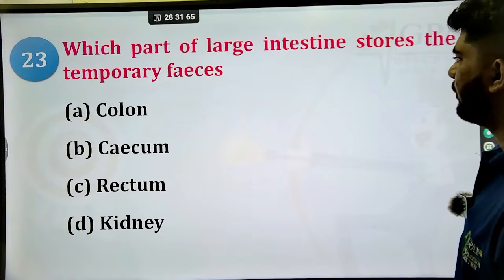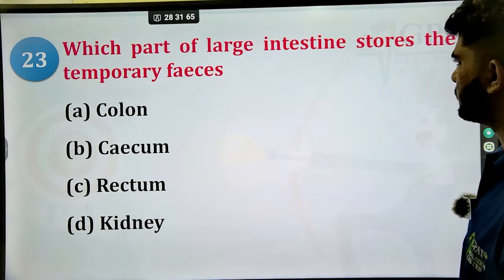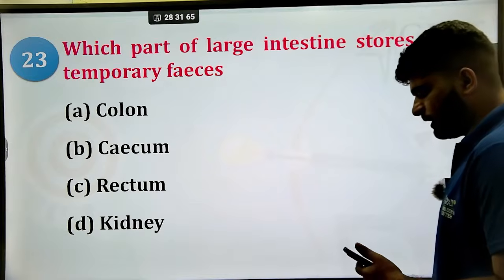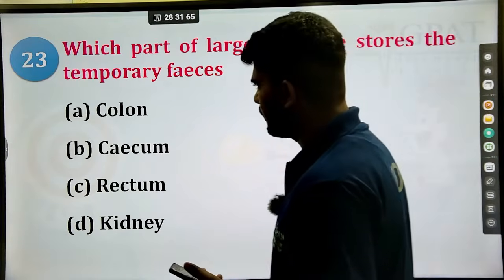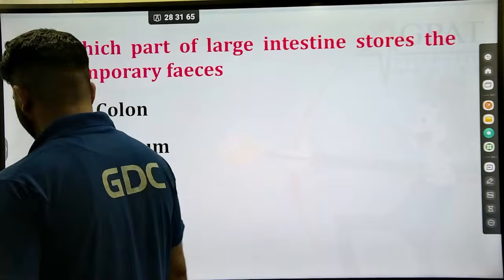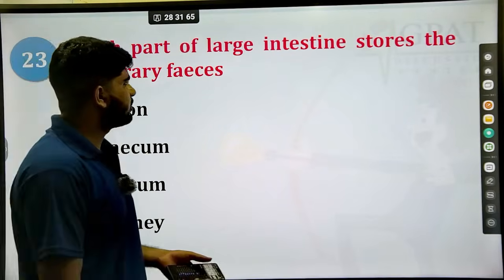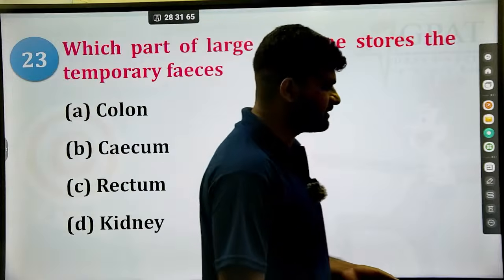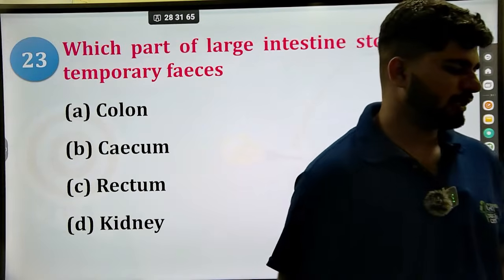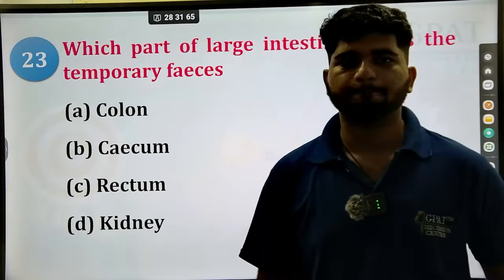Now, this one. Which part of the large intestine stores the temporary feces? Temporary feces, guys. Colon, cecum, rectum, or kidney? Kidney obviously cannot be the answer, right? The large intestine stores the temporary feces. What's that? Colon, cecum, rectum, or kidney?